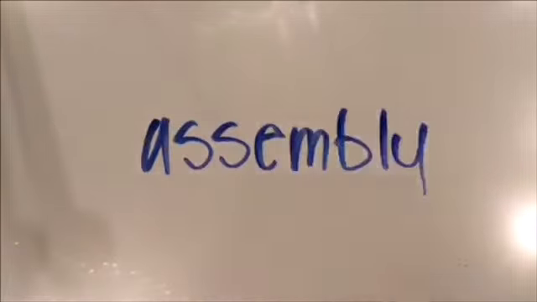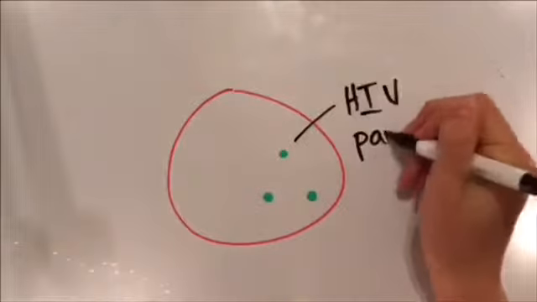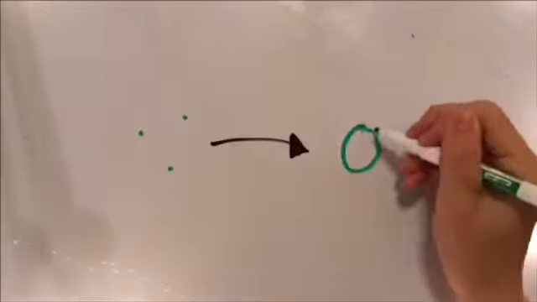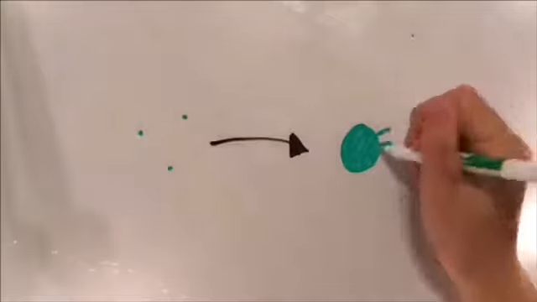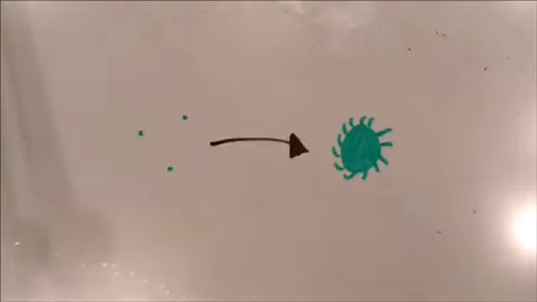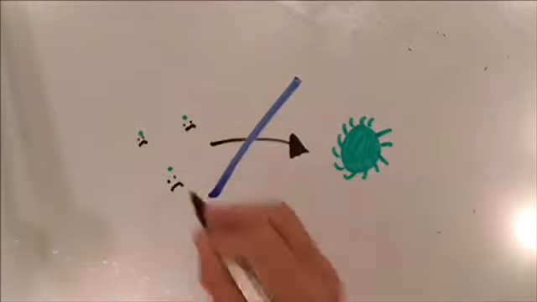For the second medication, PIs. PIs affect the assembly stage. They stop the HIV proteins from forming into HIV particles and then into an HIV virus. Both of these work together to stop HIV from reproducing and affecting more cells.